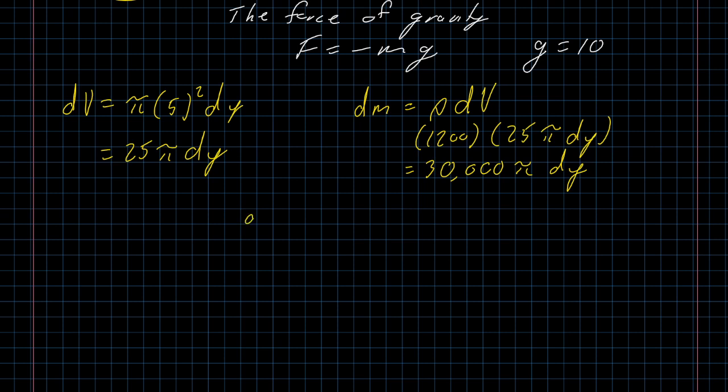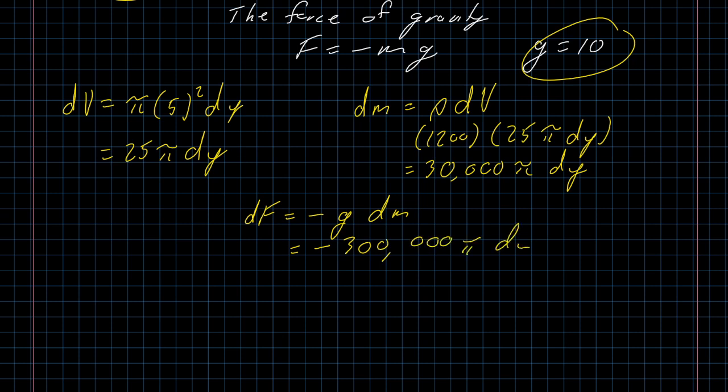The little bit of force acting on that little bit of mass is going to be the negative of gravity times that little bit of mass. Gravity is 10, so we're now at negative 300,000 pi dy. Yeah, that number looks scary, but it's just a bunch of zeros, and zeros are easy, so we can still do all this with pencil and paper. We don't need to resort to a calculator.